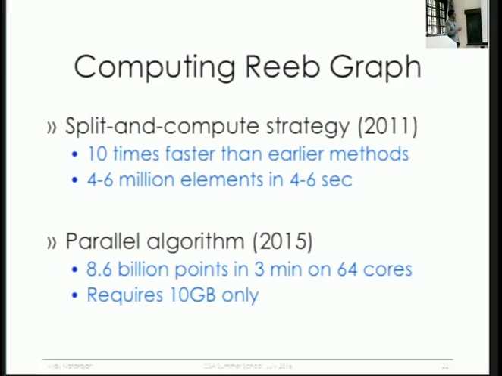So this is a sequential algorithm. Then we designed a parallel algorithm. We figured out a way to re-characterize the Reeb graph so that it can be computed in parallel. And now with just 64 cores, which is actually available again on a workstation, we show that you can process 1,000 times more: 8 billion elements, 8 billion points, in 3 minutes. This was again about a year ago.